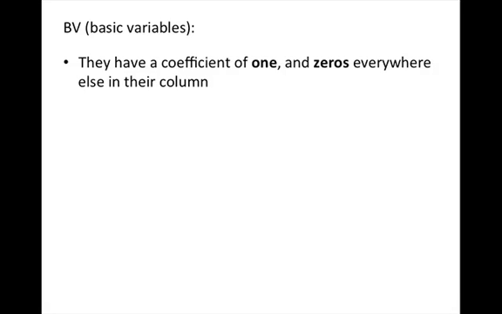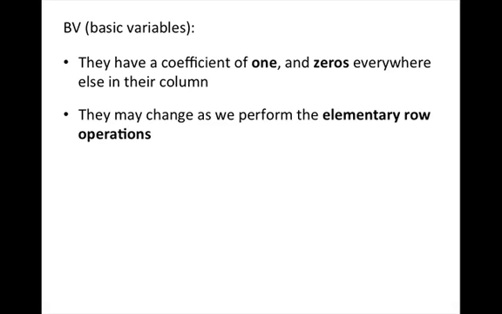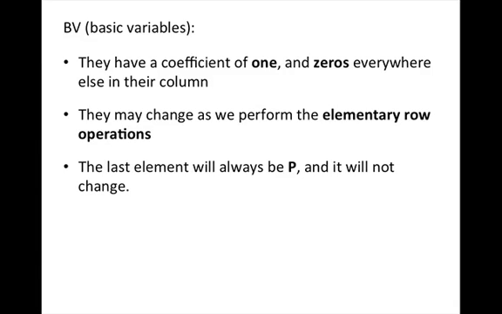So let's look at our basic variables first. You always determine your basic variables because they have a coefficient of 1 and zeros everywhere else in their column. Now the basic variables may change each time we perform the elementary row operations. So every time you do a row operation on your table, you've got to check to see if your basic variables have changed. And then the last basic variable, the last element, will always be a p. That will never change.